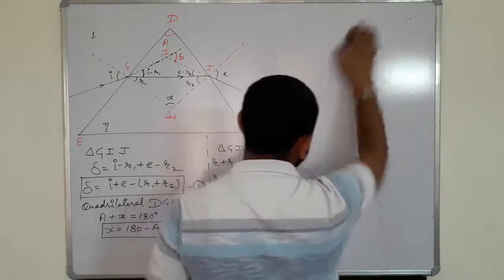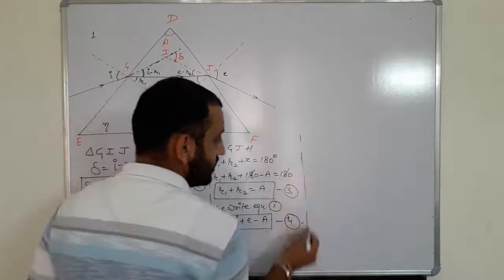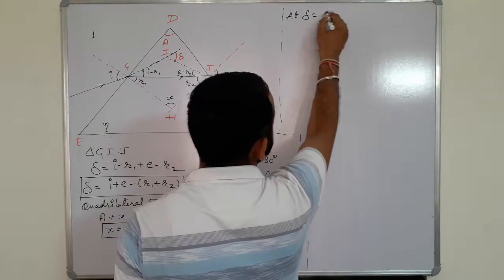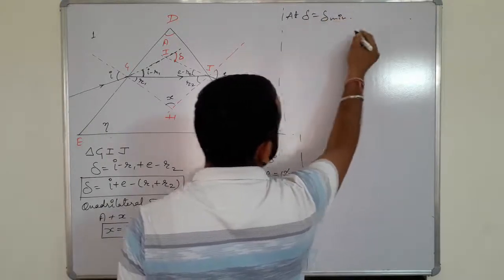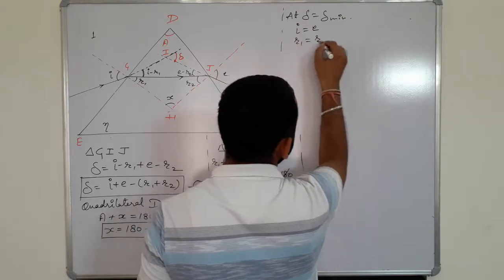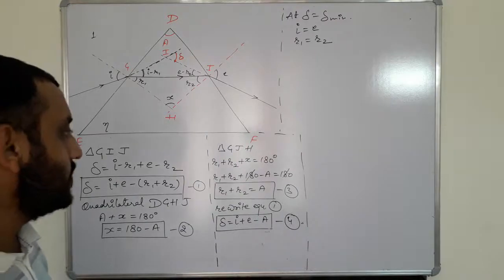So I am writing it over here like that: at delta equals delta minimum, I becomes equal to E and R1 becomes equal to R2. Now again rewrite equation number 4.